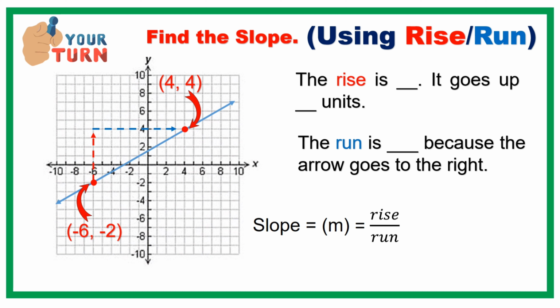Okay. What is our rise? The rise is 6. It goes up 6 units. The run is 10, positive 10, because the arrow goes to the right. Again, 6 over 10, or 3 over 5. You got it. Just like that.